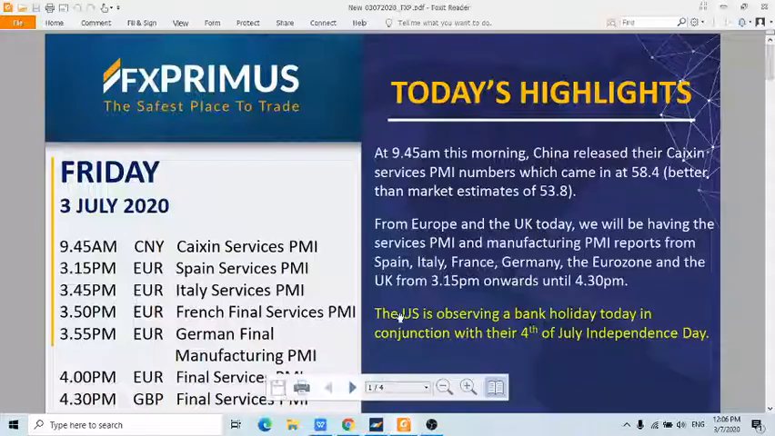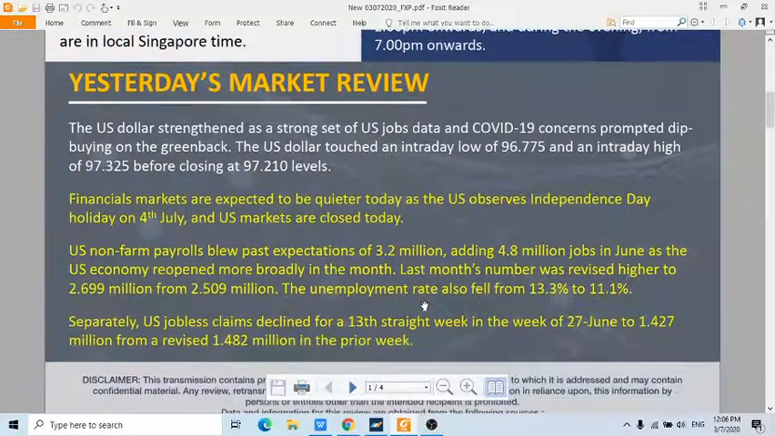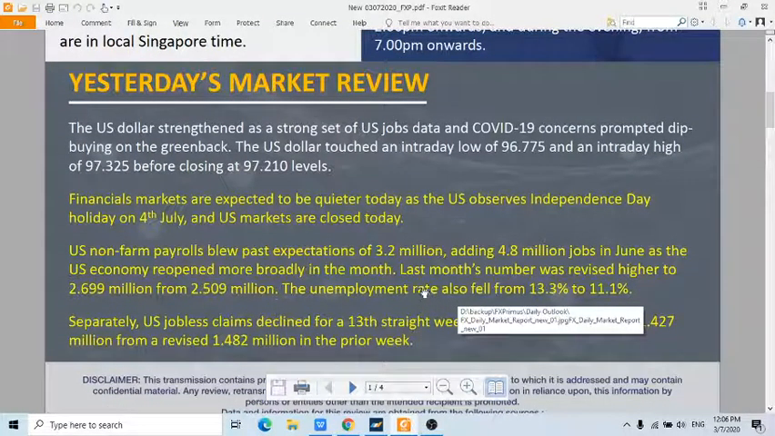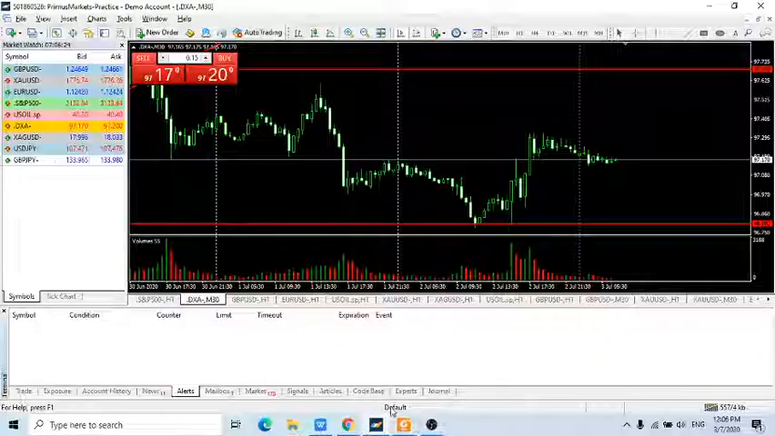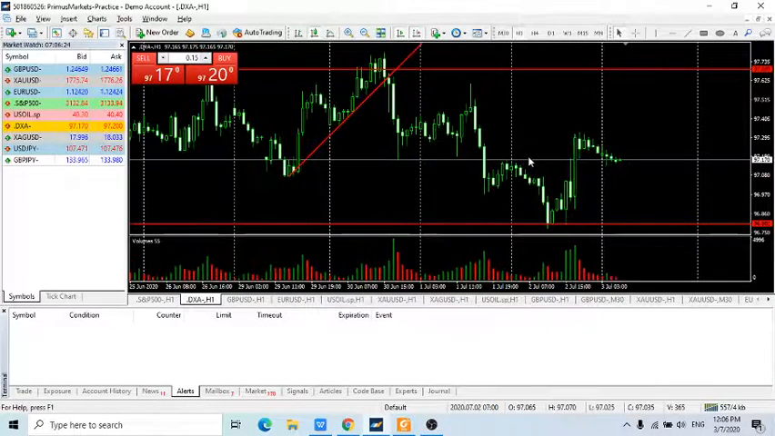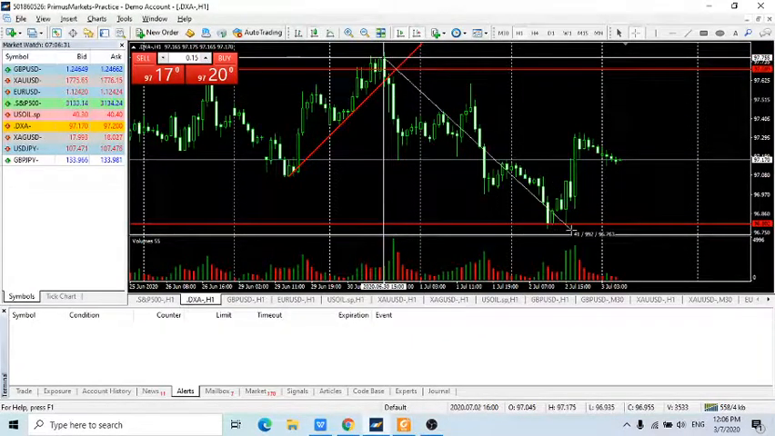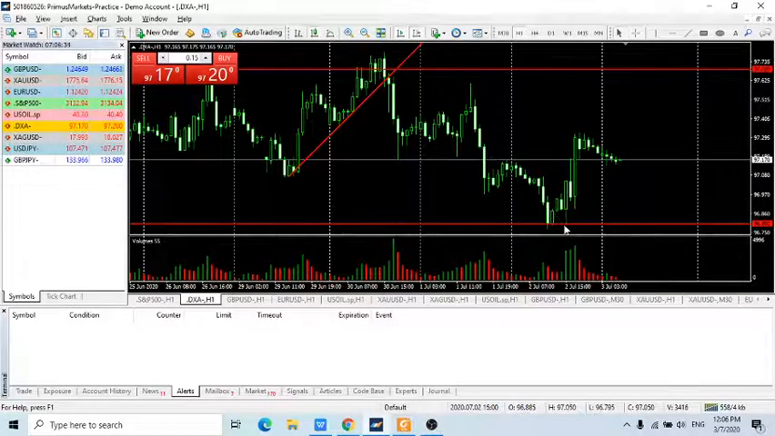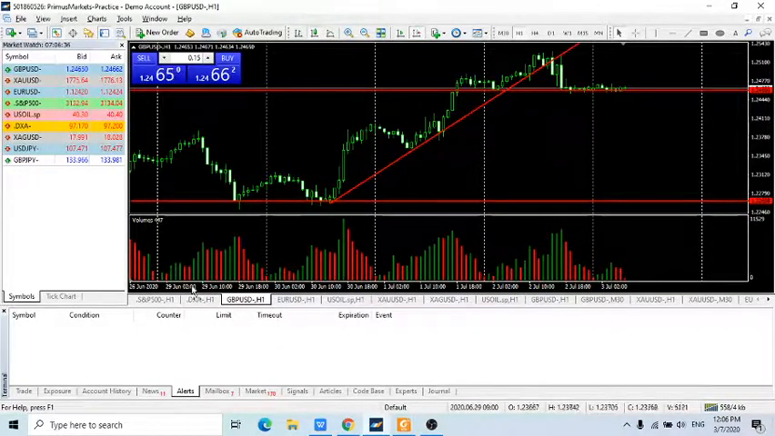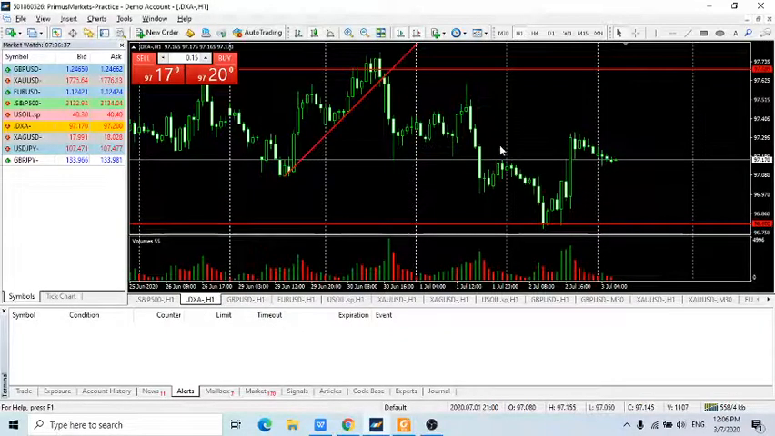Okay, by the way, the non-farm payrolls result was that it beat market expectations, coming in at 4.8 million jobs created versus 3.2 million jobs that the market expects. Okay, and of course the unemployment rate also fell to 11.1%. Okay, so coming back to this US dollar index chart, if we can understand the behavior and the sentiment of the US dollar, there's a high chance we can also forecast the movements of the other major currencies which are trading against the US dollar.